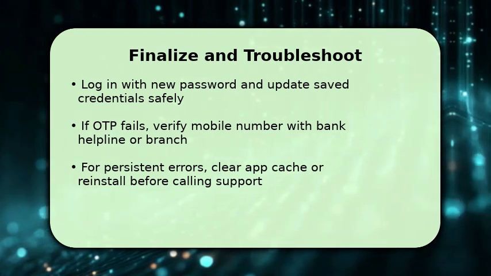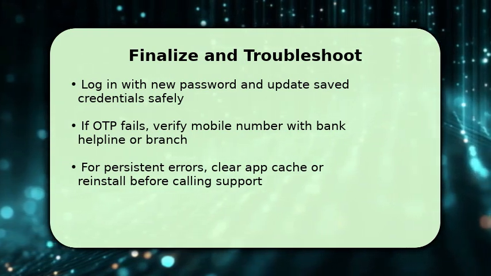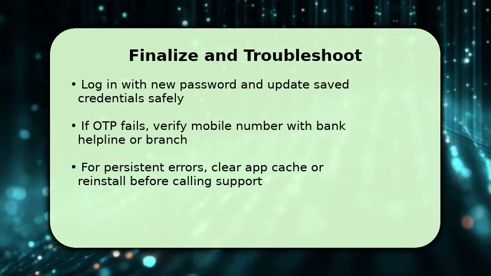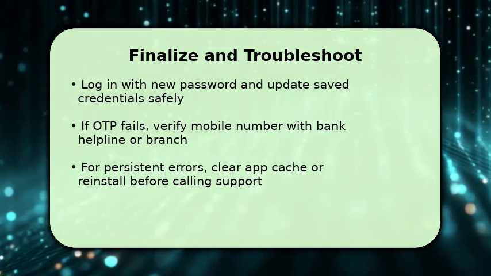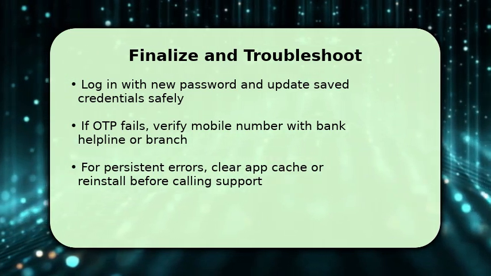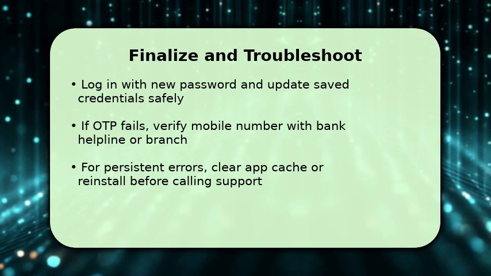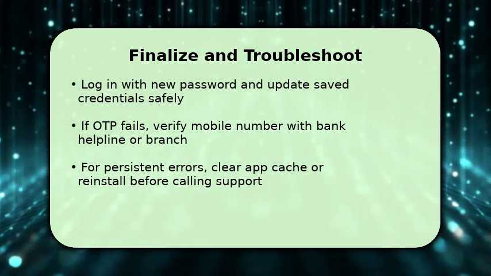If you don't receive the OTP or it keeps failing, verify your registered mobile number with the bank via helpline or a branch. Network blocks or D&D settings sometimes stop SMS. If the app behaves oddly, clear cache or reinstall the app. And as a last resort, contact customer support. Have your ID and account details ready to speed resolution.